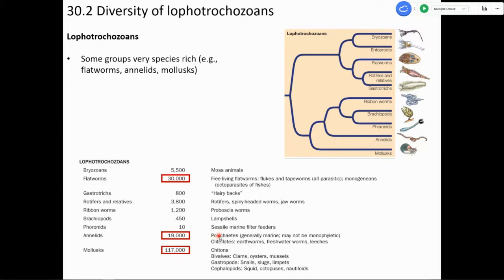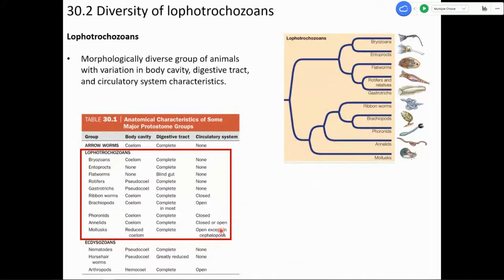Annelid worms, that includes the polychaetes and the clitellates. So clitellates include things like earthworms and leeches. These polychaetes are generally marine worms. 19,000 species. And then mollusks. This is the biggest group here by far. Things like clams and mussels and snails and squid and octopus. Well over 100,000 described species of those. Whereas some of these others, like these phoronids, an obscure sort of group, only 10 described species. So a wide range of those.